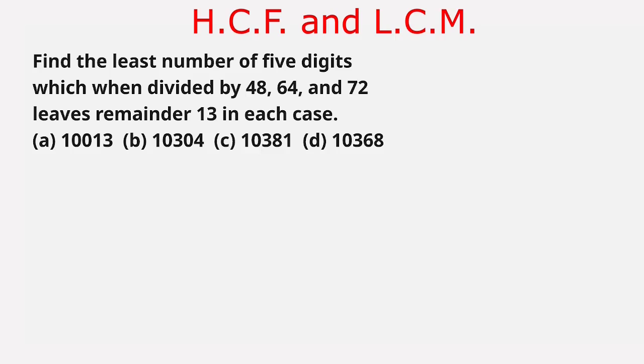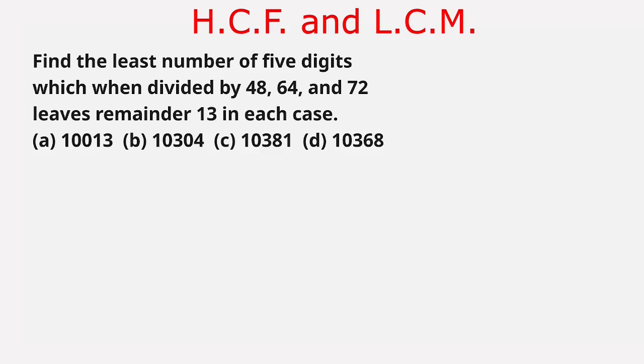Now we will check option D. If we subtract 13 from 10,368, we get 10,355. And the sum of digit is 1 plus 3 is 4, plus 5 is 9, plus 5 is 14. And this number is not divisible by 9. Therefore, our answer must be option C. So without solving this question in any competitive exam, we can directly select option C to get our answer and we can save our time.